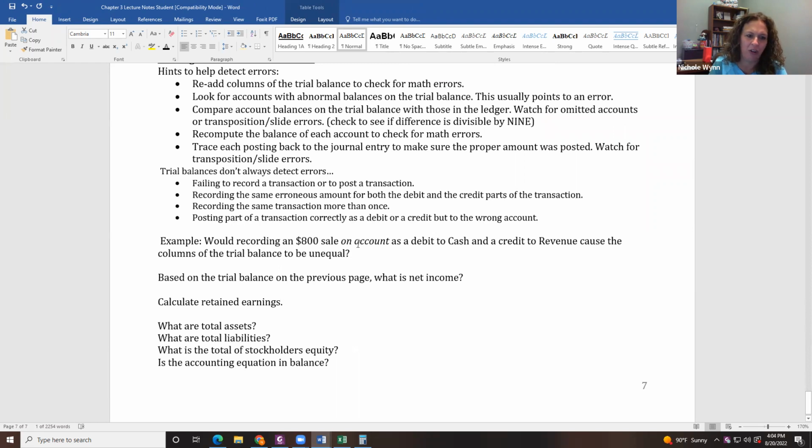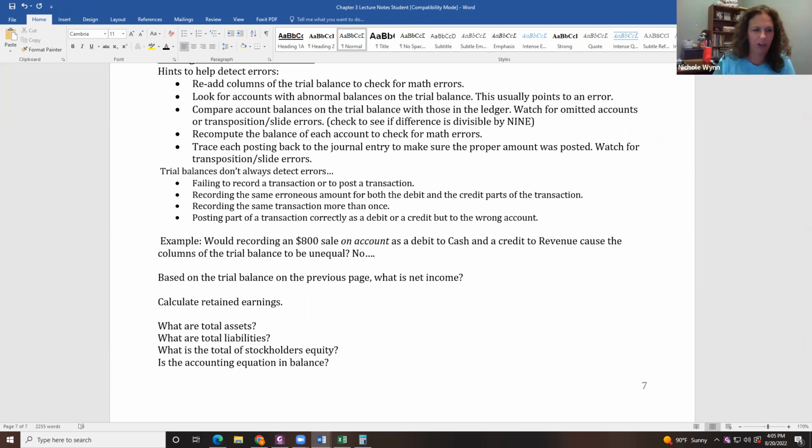Would recording an $800 sale on account as a debit to cash cause the columns of the trial balance to be unequal? If it was on account, you should have put it in accounts receivable. And the answer is no. Okay, so it doesn't find all mistakes, but it does find a lot of mistakes.